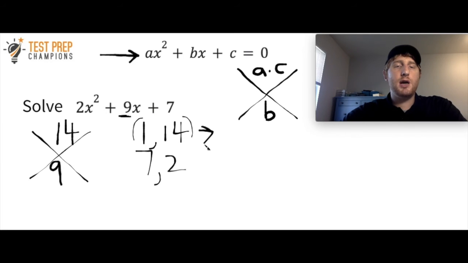So how about now what we'll do is we'll add. What is 1 and 14? That's 15. And remember, we're trying to get a pair that's going to multiply together to give me 14, but add up to give me 9. So this is not going to work. What about 7 and 2? Well, 7 and 2 is going to give me 9. So this is the golden ticket right here. It's my 7 and 2. So I'm just going to put 7 here and 2 here just to keep track of all of this.